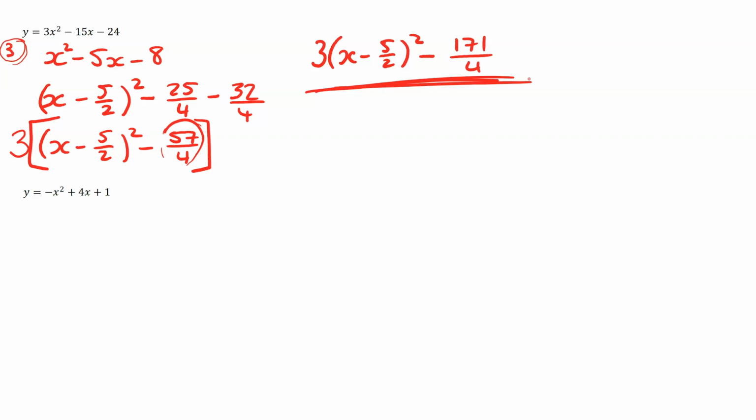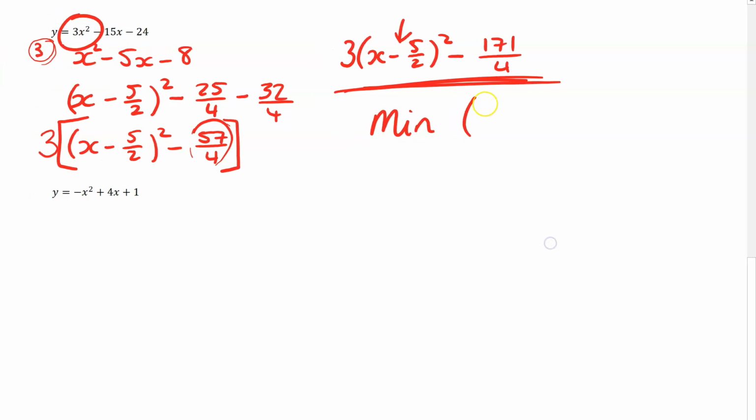Is this one minimum or maximum? Well, it's another positive. It might be a times by 3, but it's still positive, so it's a minimum. And it is at the opposite sign to that, so it is 5/2, and the y coordinate is whatever is outside the bracket. And if you didn't multiply through by 3, you would still get the 5/2, but you would get negative 57/4, not negative 171/4. So that's where you would have been wrong.